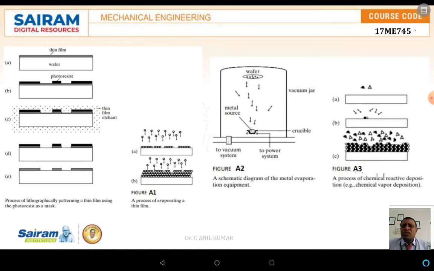Now here are the different processes where thin film deposition technologies are adopted. The first one is the evaporation method, represented by A1. The second one is the schematic diagram of the metal evaporation equipment inside a closed jar. The third one is chemical vapor deposition. These are the three different methods used to deposit a thin film.